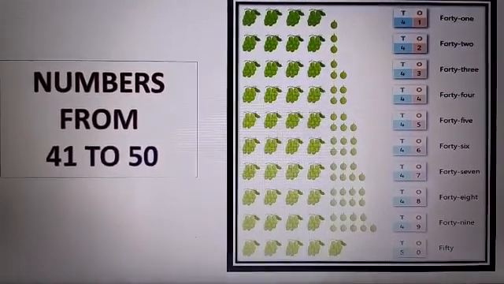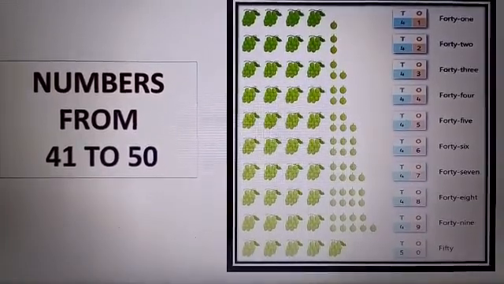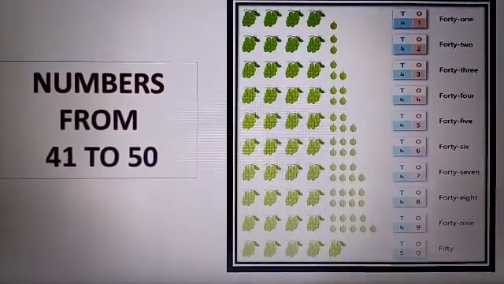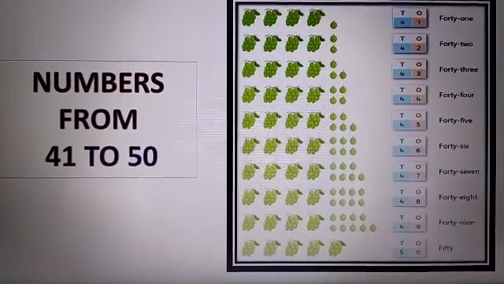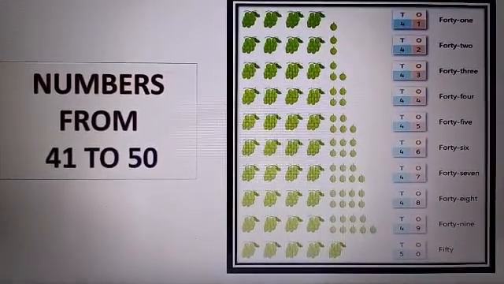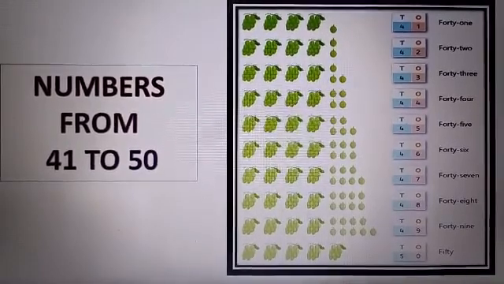FIFTY 50. So kids, now we have seen number names from 21 to 50. In this chapter number 3, we have already done 1 to 20 in our previous chapter. Now we are going to solve one exercise based on the number names we have learned.